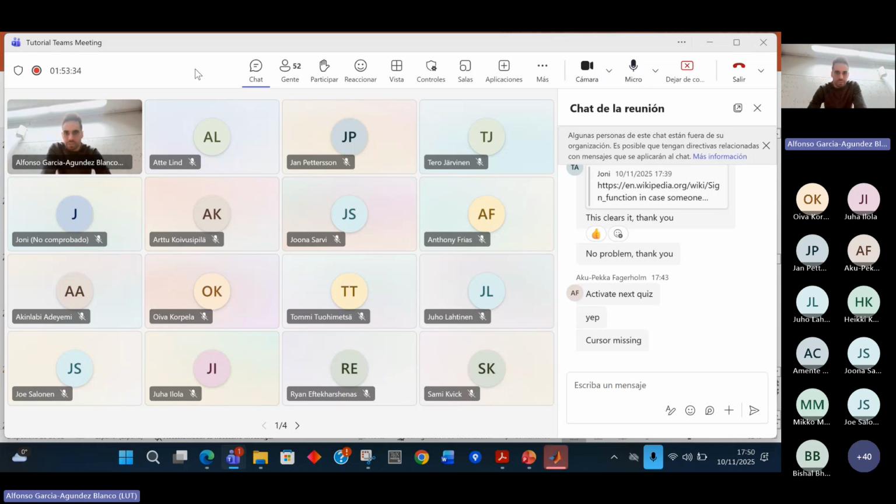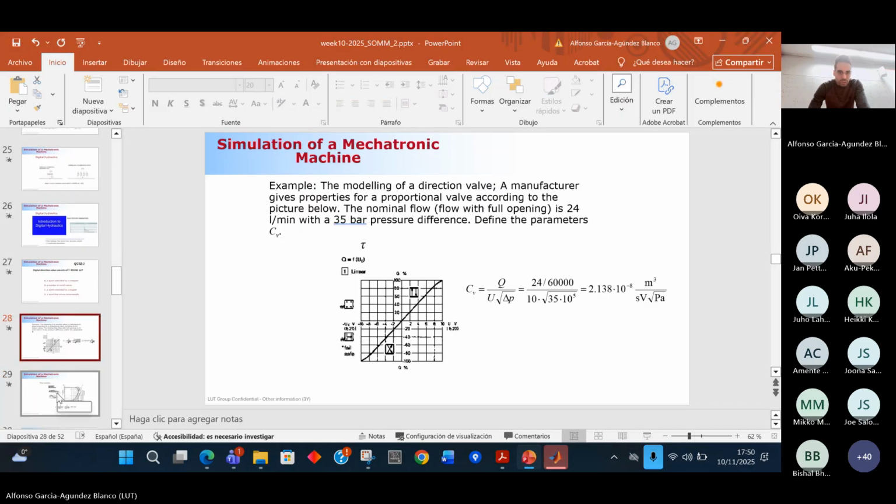Is it clear? Yes. So basically, you have to take into account the volumetric flow rate, the value of the U, and the pressure difference. Okay. So let's continue. Well, and this is just an example, okay?